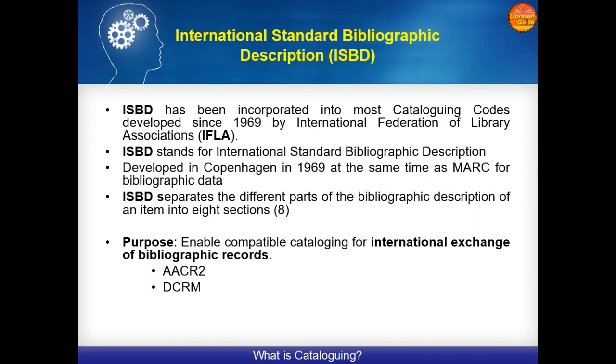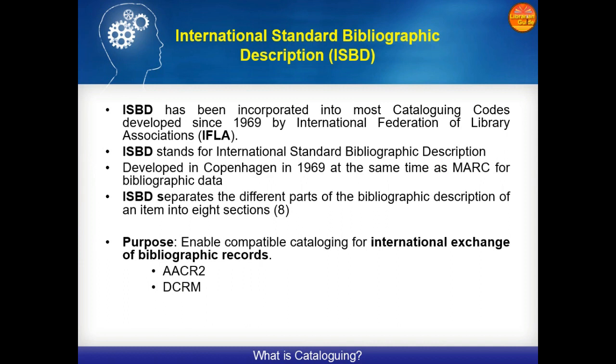Nowadays the ISBD rule, which stands for International Standard Bibliographic Description, is incorporated in most of the cataloging codes, like AACR2 and DCRM. So here we are going to talk about ISBD now. ISBD was developed in 1969 by the International Federation of Library Associations, IFLA. It was developed in Copenhagen at the same time when MARC was introduced by the Library of Congress for managing the bibliographic data for exchange of information.